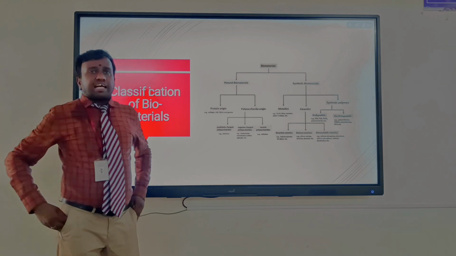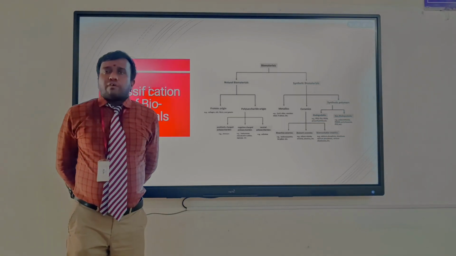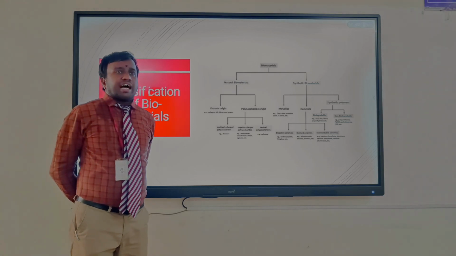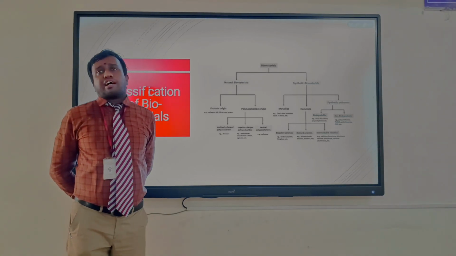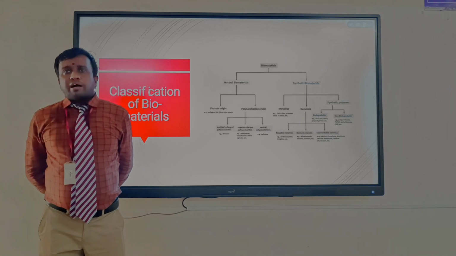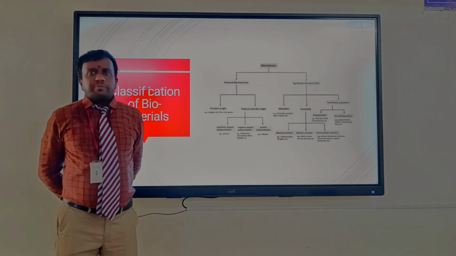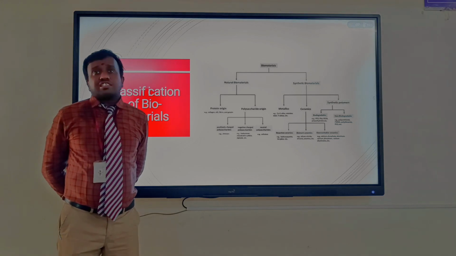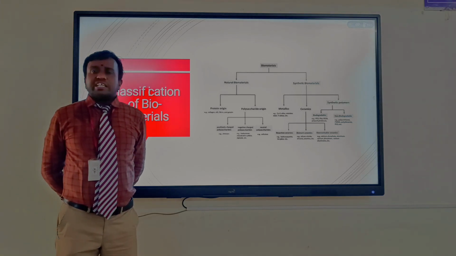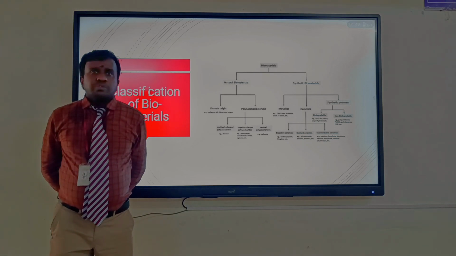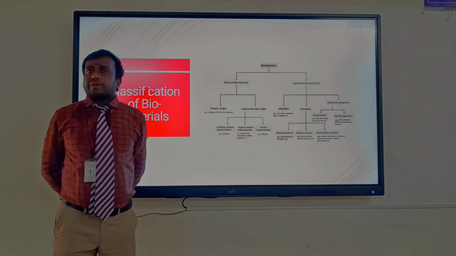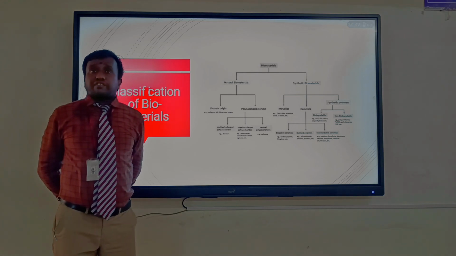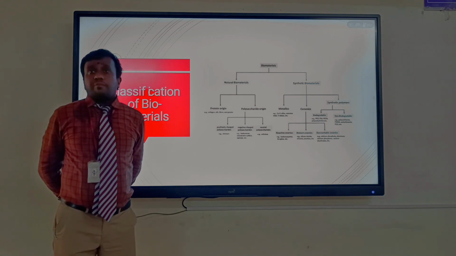Biomaterials can be classified into two categories: natural biomaterials and synthetic biomaterials. What is the difference between them? A natural biomaterial is a material made from living organisms, plants or other natural things. The best example of a natural biomaterial is silk. When a wound occurs, we use silk to heal it. That is one of the best examples of a natural biomaterial.